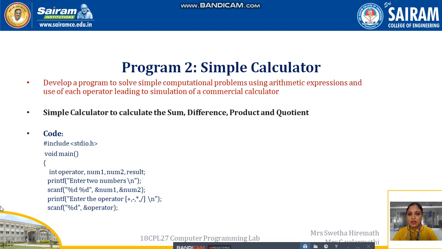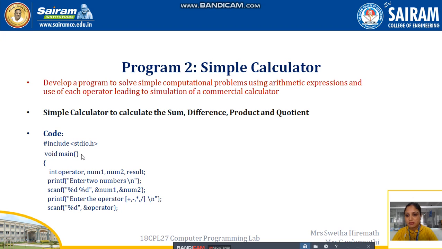We have all used a simple calculator in our day-to-day life, and it performs four basic operations: sum, difference, product and quotient, that is addition, subtraction, multiplication and division. How we are going to write a program to perform these four operations, we will see in our program. The code goes like this: #include <stdio.h>.